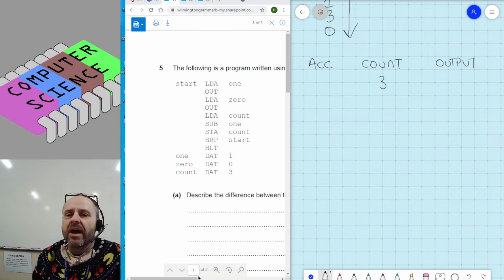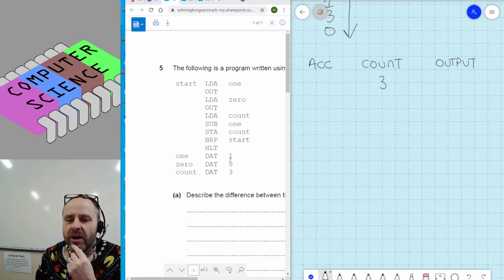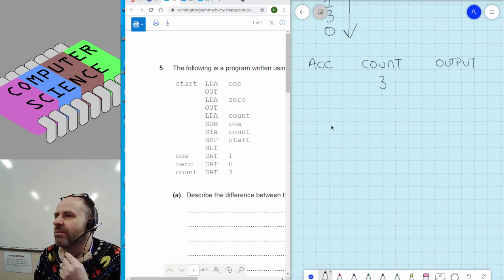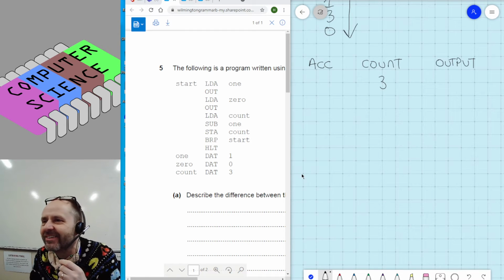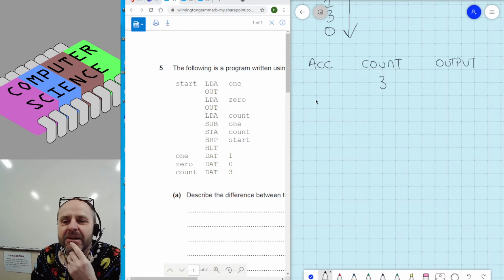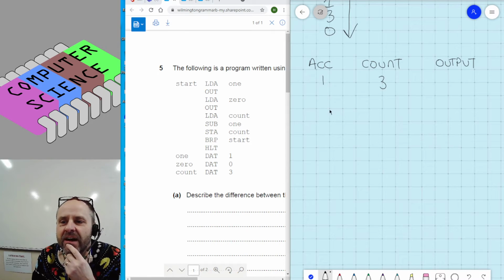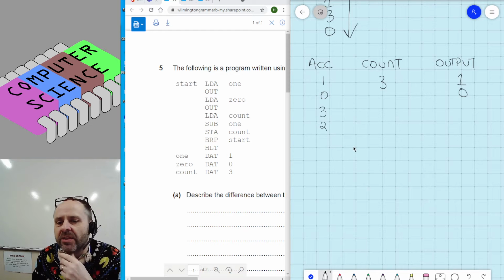Right, so I'm going to do LDA 1, so that's looking that up. They could have been really mean and put a 0 in there and a 1 in a 0 one, just to confuse the hell out of you. But they didn't. Right, so that loads that and then outputs it. So we output a 1. Then it loads a 0, outputs a 0. Then it loads count, subtracts 1 from count, so the accumulator goes to 2. And then we store it.